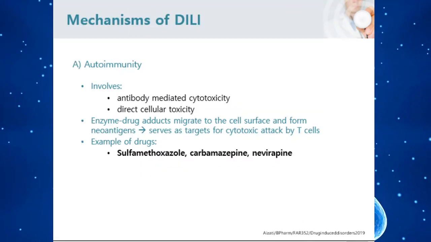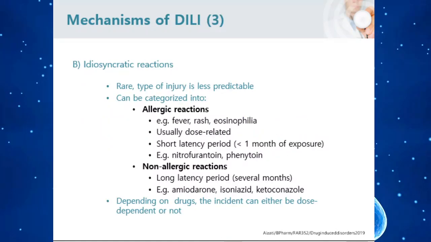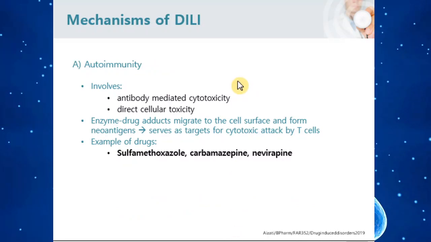So just a little bit about the mechanism of DILI. It can either be through autoimmunity or idiosyncratic reactions. For autoimmunity, it involves antibody-mediated cytotoxicity, or there can also be direct cellular toxicity. It basically involves the production of neoantigens, which will cause a cytotoxic attack by T cells. Examples of drugs that have this mechanism are sulfamethoxazole, carbamazepine, or nevirapine.